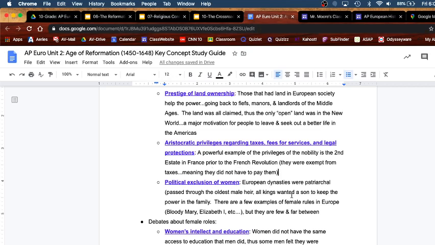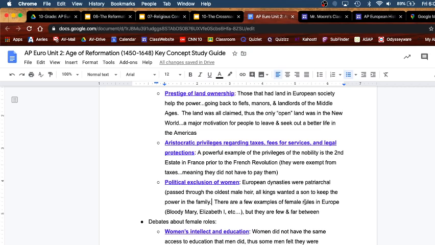Political exclusion of women. European dynasties were patriarchal. Patriarchal means they were passed down from father to son. That's why Henry VIII wanted to have a son, right? The oldest male heir. All kings wanted a son to keep the power in the family. That's also one of the reasons a lot of families intermarried. The Habsburgs are famous for intermarrying. It's that old redneck joke: if your family tree doesn't fork, you might be a redneck. Or European royalty, right? They would marry cousins so that they could keep family holdings within the family, and so they wouldn't have to spread out the wealth.